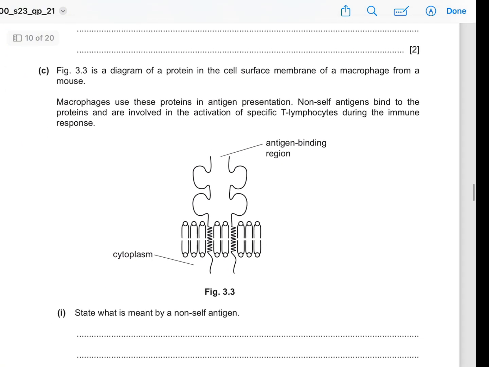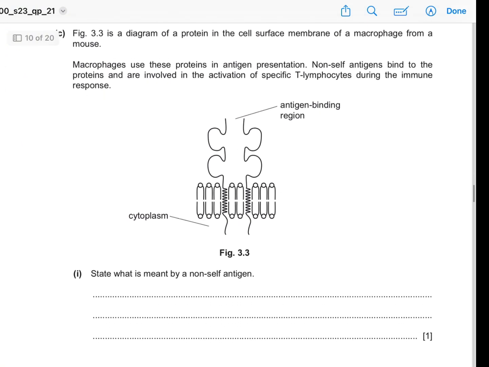See, figure 3.3 is a diagram of a protein in the cell surface membrane of a macrophage from a mouse. Macrophages use these proteins in antigen presentation. Non-self antigens bind to the protein and are involved in the activation of specific T lymphocytes during the immune response. State what's meant by non-self antigen. Non-self antigens are the proteins or glycoprotein molecules usually found on the surface of any particle. In this case, this will be the foreign particle, which will stimulate an immune response.